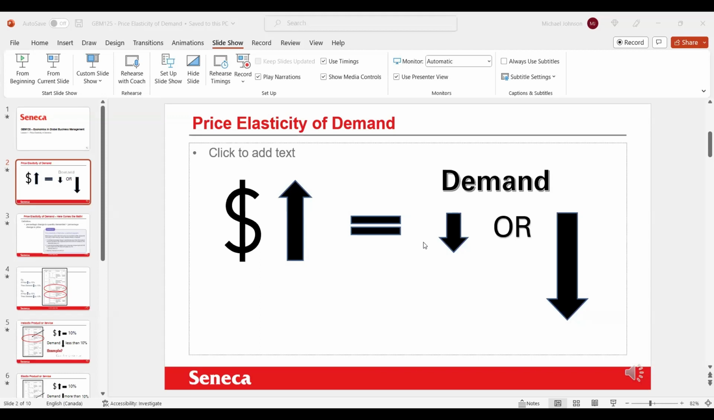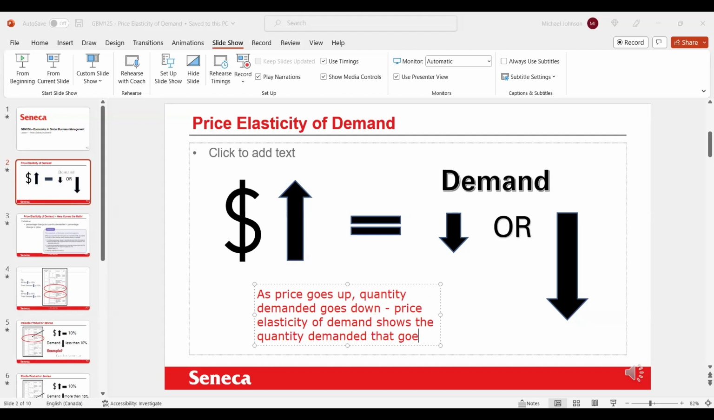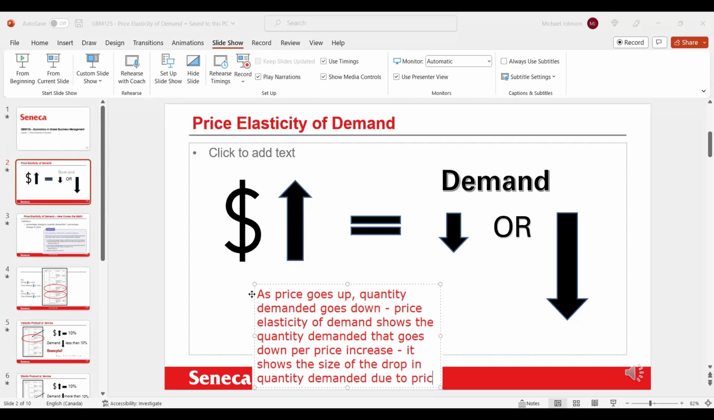So as price goes up, quantity demanded goes down. Price elasticity of demand shows the quantity demanded that goes down per price increase. So it shows the size of the drop in quantity demanded due to price increases. So that's what price elasticity of demand does.